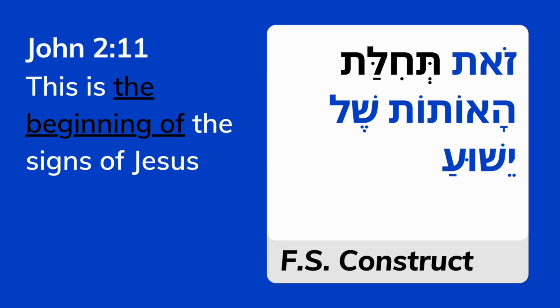In the construct, tchila becomes tchilat, the beginning of. Now we see this form in John 2:11, for instance, where we have Zot Tchilat Ha'otot Shel Yeshua. This is the beginning of, tchilat, the beginning of, ha'otot, the signs or the miracles, shel Yeshua, of Jesus. And again, in John 2:11, it's a feminine singular construct, tchilat.